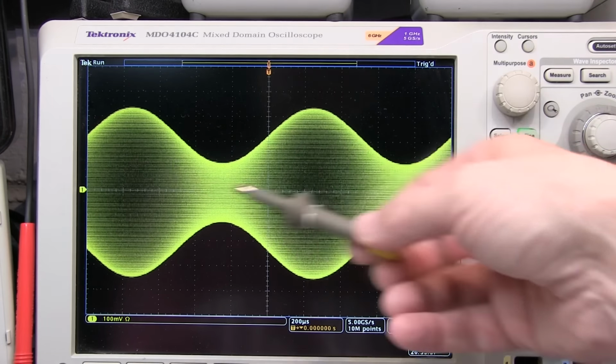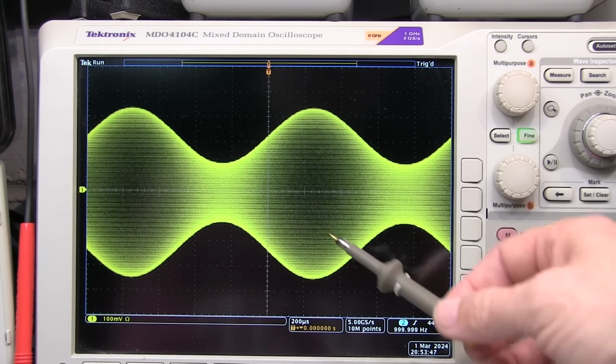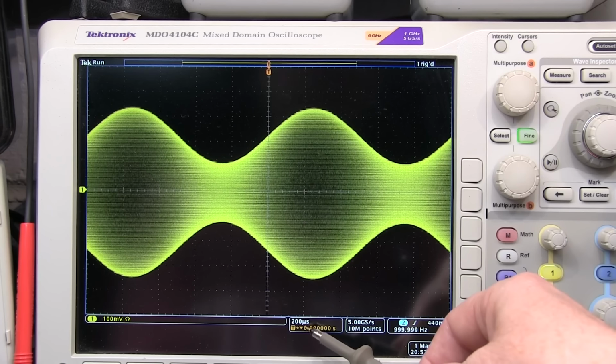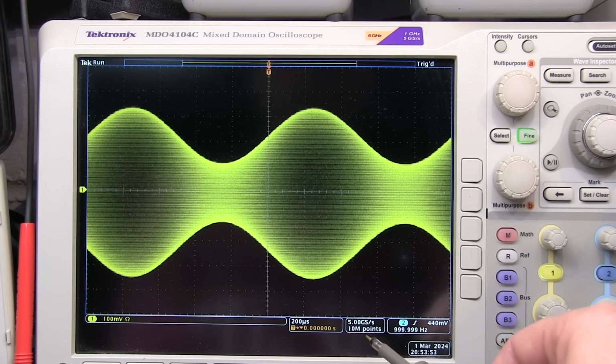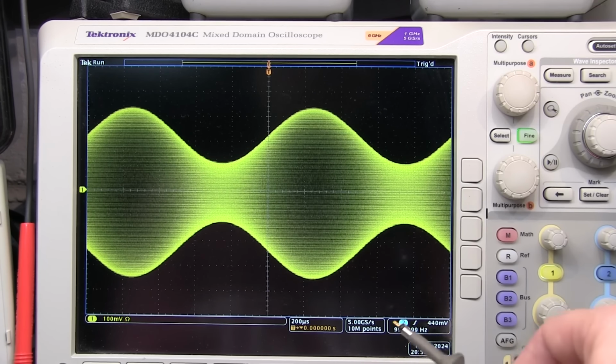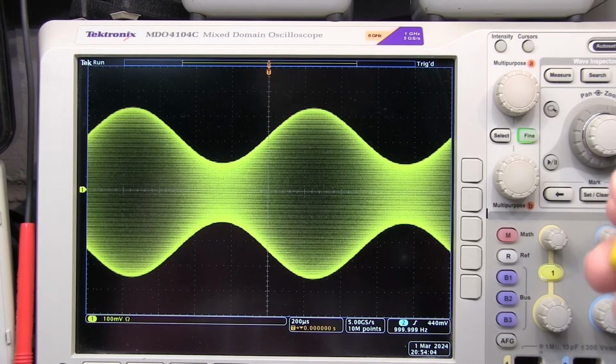So the sample rate has to be high enough to not alias that waveform and give us a nice clean picture. That means we need a relatively slow sweep speed and a relatively high sample rate. That translates to needing a lot of memory. With this scope, I was able to dial in a 10 million point record length, and that gives me a 5 gigasample per second sample rate, certainly enough to capture what's going on.